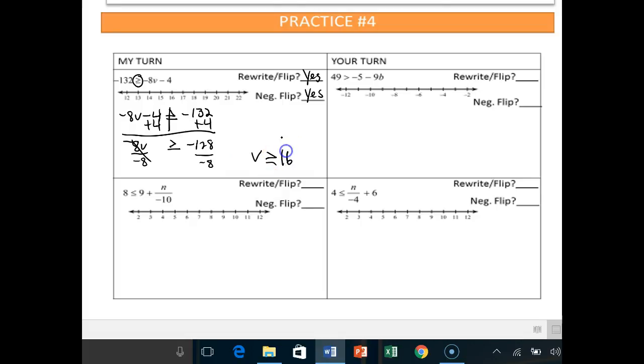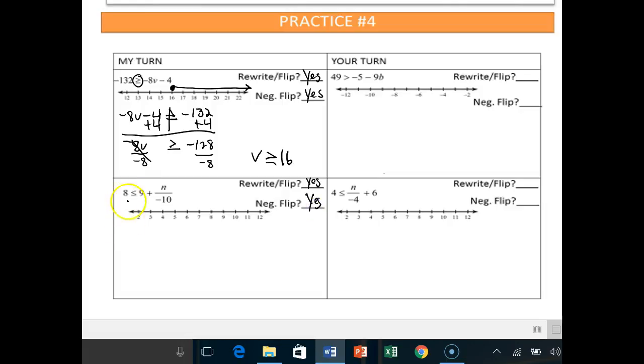And negative divided by negative will give me a positive, and v becomes greater than or equal to 16. So a closed circle at 16, because it's greater than or equal to, pointed to the right, or all numbers greater than, or sorry, greater than or equal to 16. Okay. So do I need a rewrite flip on this one? My variable is on the right hand side, so yes. Do I need a negative flip? I have a negative constant attached to my variable, so yes.